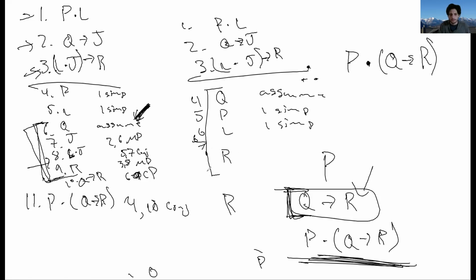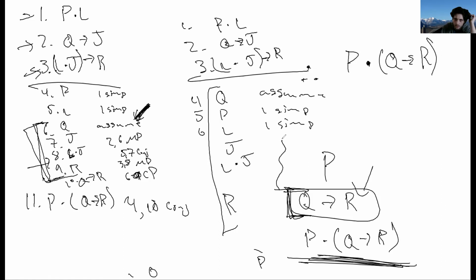Right, and so we're going to need some more room here. So you can do the simp inside there, and we would end up doing the same game that we did before, where we get J, and then we're going to put L and J together, and then we do modus ponens to get to R. So this is all going to work more or less the same way.